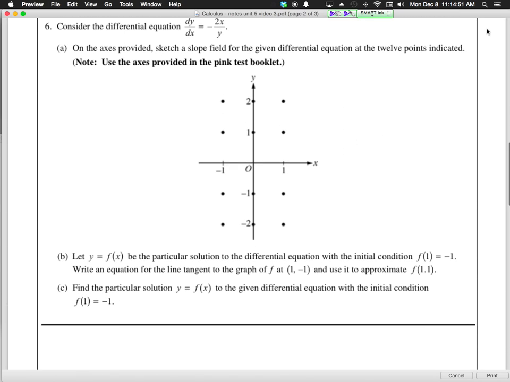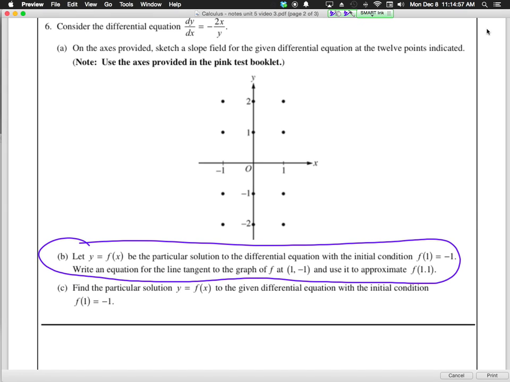Okay, on this one, we're interested in answering part B. It says let y equals f of x be the particular solution to the differential equation with the initial condition f of 1 equals negative 1, which you don't need to worry about just yet. It's mainly the second line. Write an equation for the line tangent to the graph of f at 1, negative 1, and use it to approximate the function value at 1.1. That's what we're going to do.